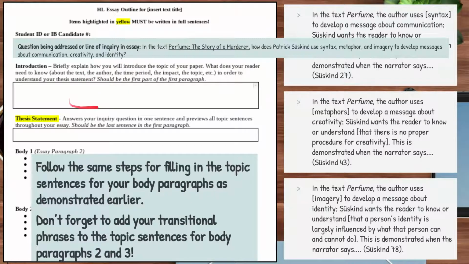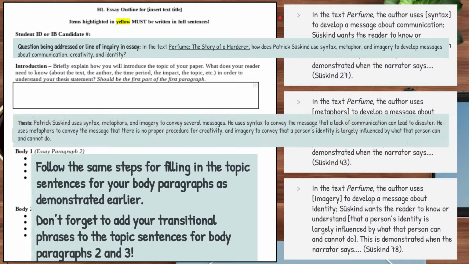Again, you can move on to the introduction stuff, or you can skip that and come back to it and then write your thesis statement now that you have all your body paragraph material. You'll notice that the thesis statement is longer for this one, and that's because you have 3 separate messages. It's probably best to give each message its own sentence, or to try to keep those sentences shorter if you are going to combine them.